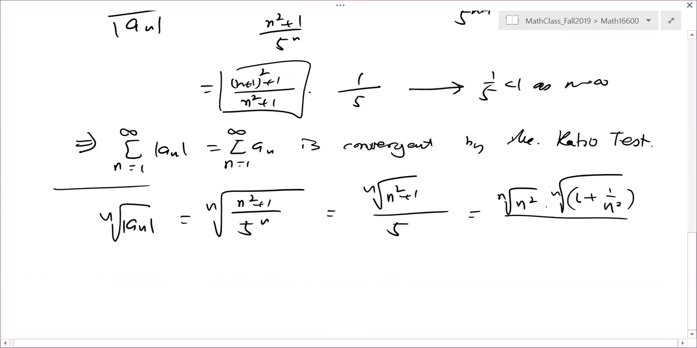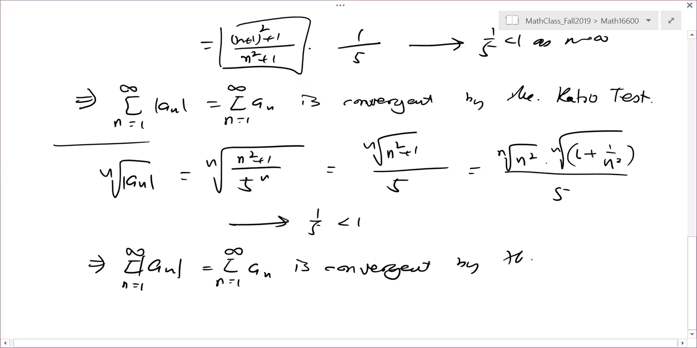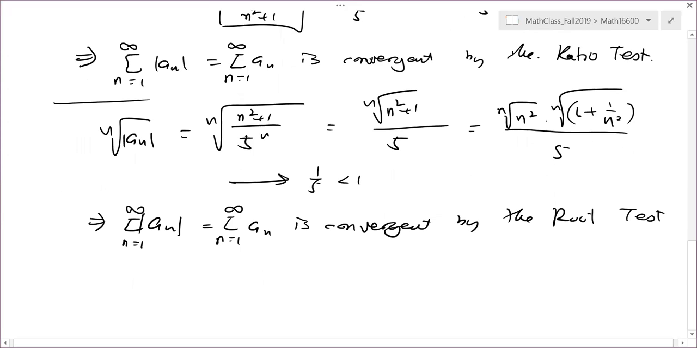I think the second term approaches 1. The first term also approaches 1. So let me claim this is 1/5. I'm going to go back to the numerator later. So this implies the series is convergent by the root test. Now the question is, why does the numerator approach 1?